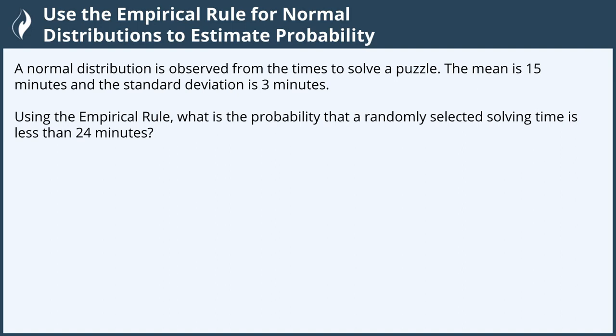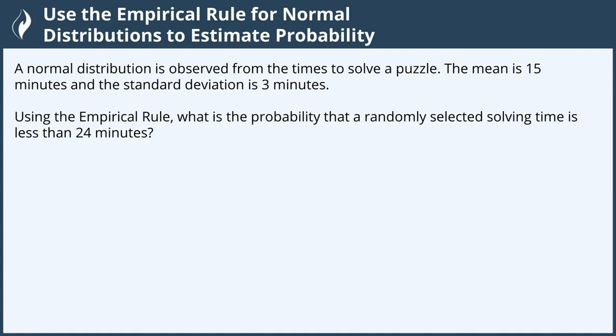Hi everyone. In this video, we will use the empirical rule for normal distributions to estimate probability. A normal distribution is observed from the times to solve a puzzle. The mean is 15 minutes and the standard deviation is 3 minutes. Using the empirical rule, what is the probability that a randomly selected solving time is less than 24 minutes?